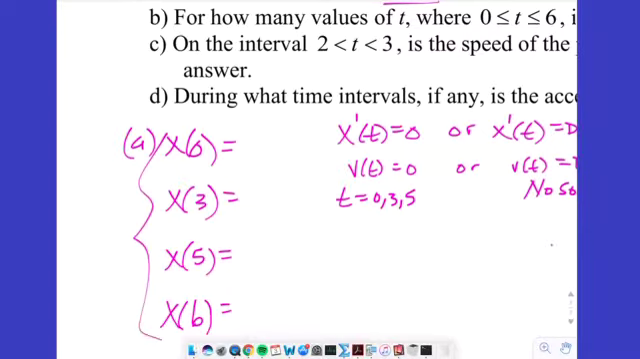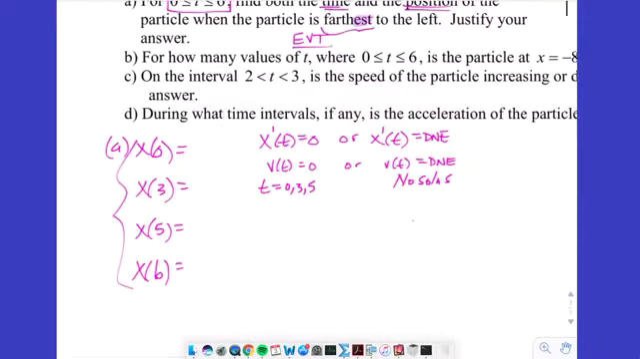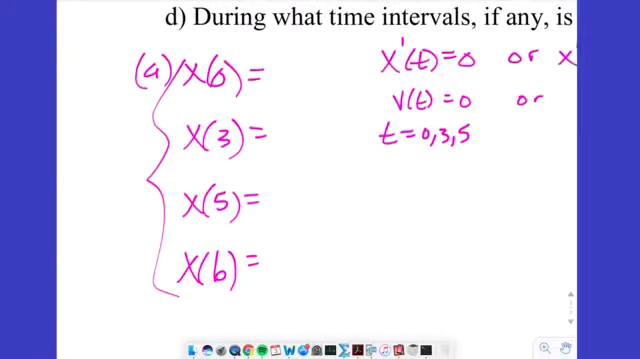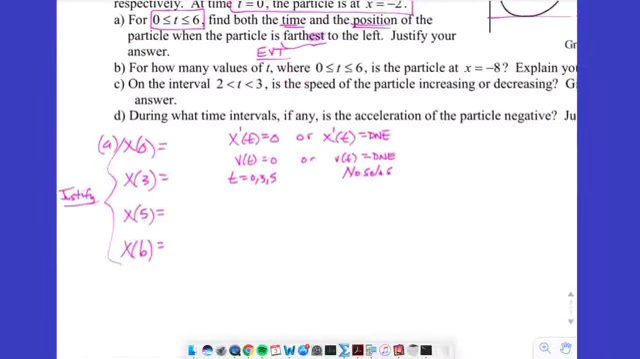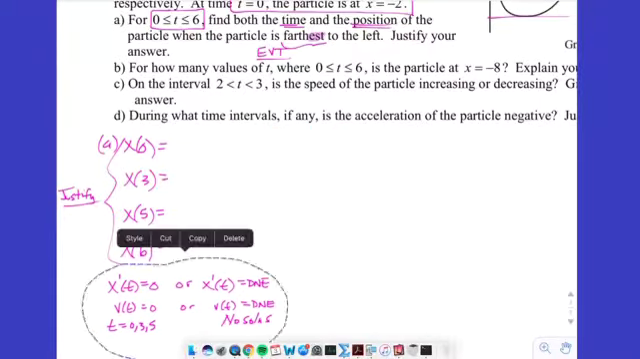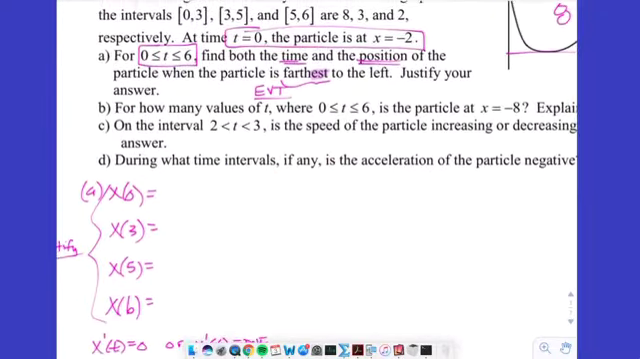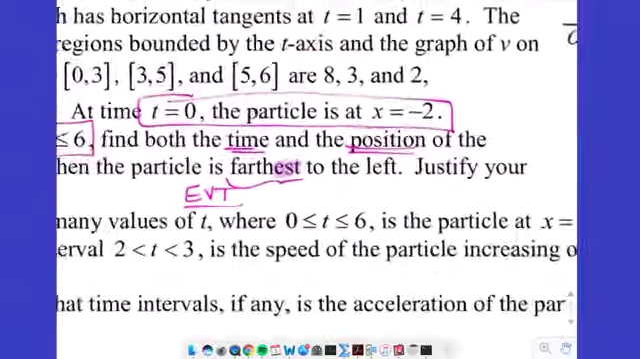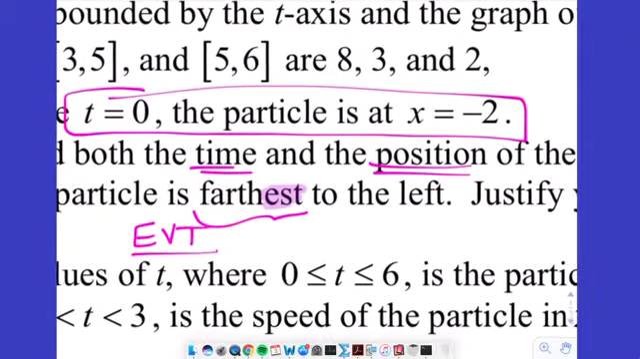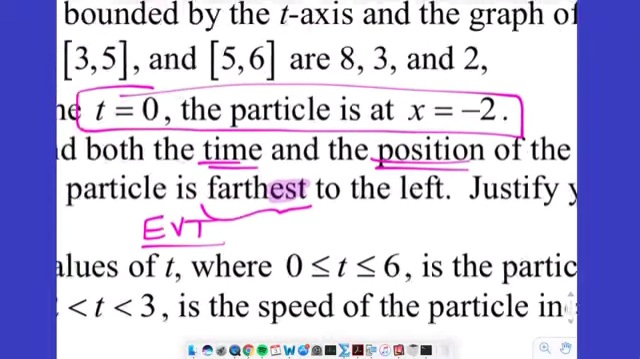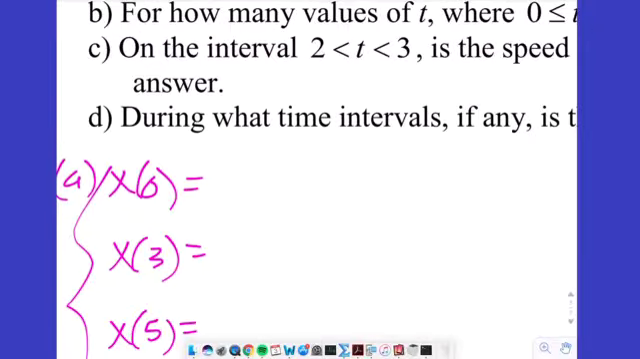So this right here is not only collecting evidence to answer the question, this ends up being your justification. All right? So let's go ahead and answer that question. I'm going to bring this down here so I have room to do the other stuff. All right, what is x of 0? These are positions. Where is it at 0? It says right there in the question that at 0, it's at -2. All right, so I don't have to do much work for that. I just write it down.